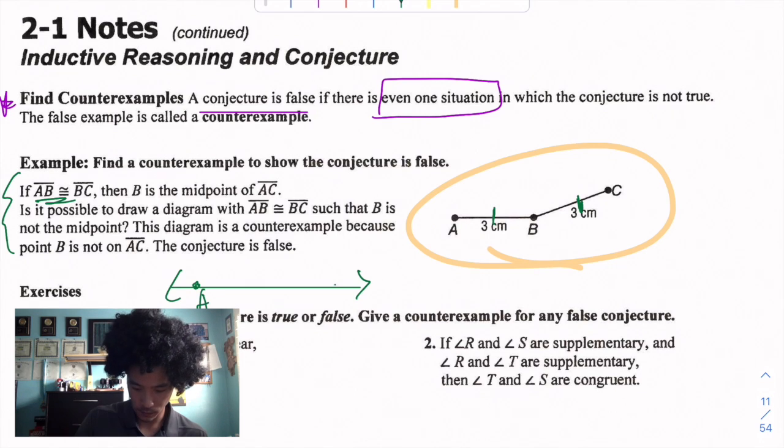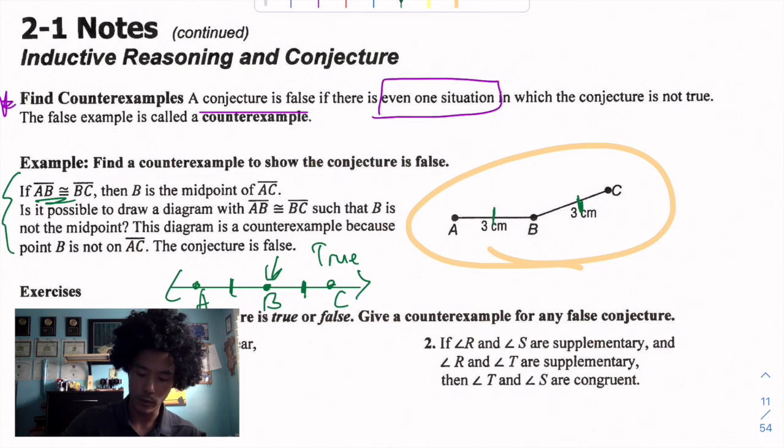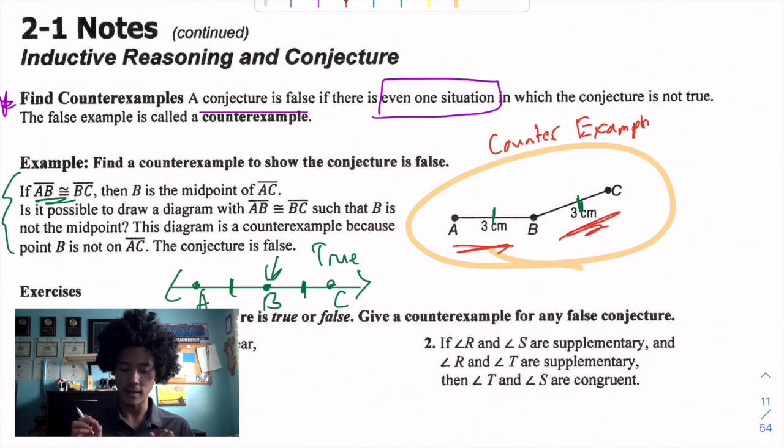So this is AC, right? Here, B is the midpoint. If AB is congruent to BC, and this diagram is true, then B is the midpoint. Okay, this would be true. This here in orange is what we call our counterexample. Because now in this picture, can we still see that AB is congruent to BC? Right, those two are congruent. But is B the midpoint? B has to be on the same line, but in this case it's not.